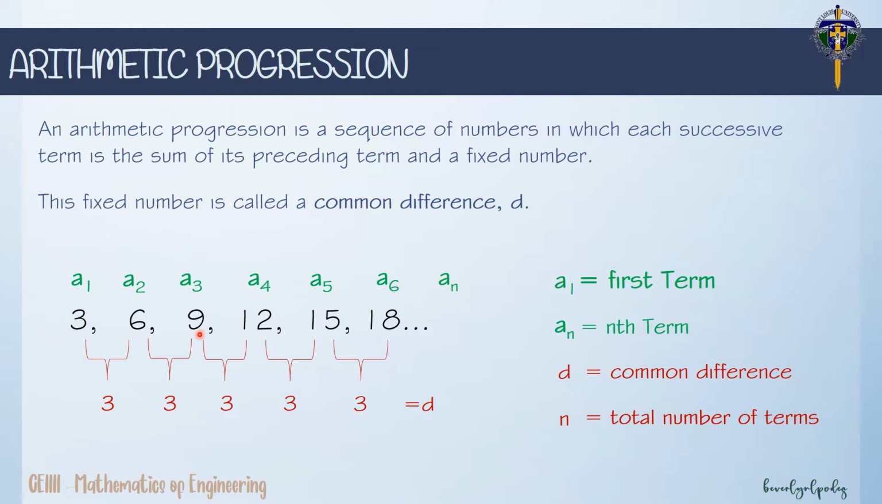Likewise, if we take a look at the third term, this is the sum of the preceding number, which is 6, plus the common difference, which is 3. So that becomes 9. If we take a look at the fourth term, this is simply the summation of the preceding term, 9, plus the common difference, which is 3, that is 12. So this is now the pattern for the arithmetic progression.